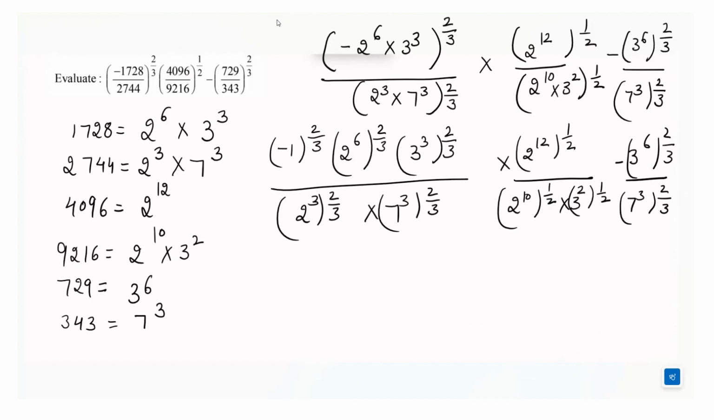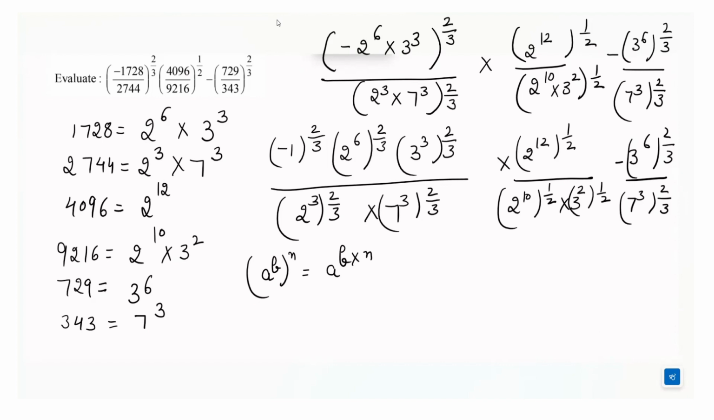Now we will use the rule here which says (a^b)^n is equal to a^(b×n). That means we have to multiply the powers. Now the first one is (-1) raised to power 2/3.